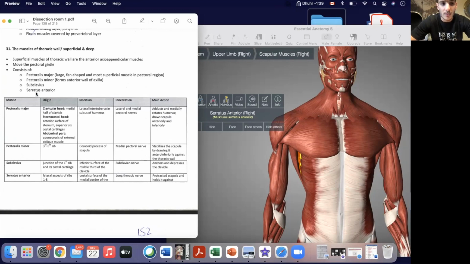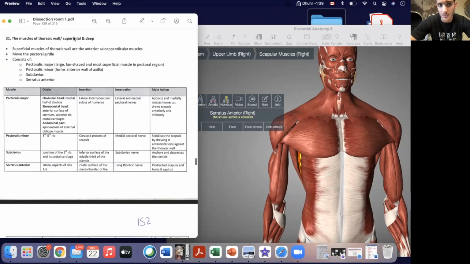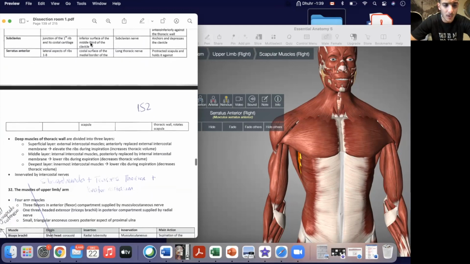These are the main muscles surrounding the thorax superficially. And so what this means is that they are aligned outside the ribs, and then the deep ones: there's a superficial layer, a middle layer, and a deepest layer, and they're all named intercostal muscles because they're present within and between the ribs. So the superficial layer is called the external intercostal muscle, the middle layer is called the internal intercostal muscle, and the deepest layer is the innermost intercostal muscle.